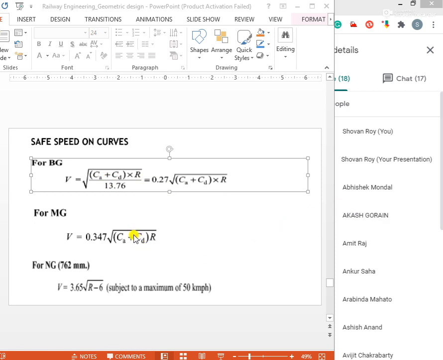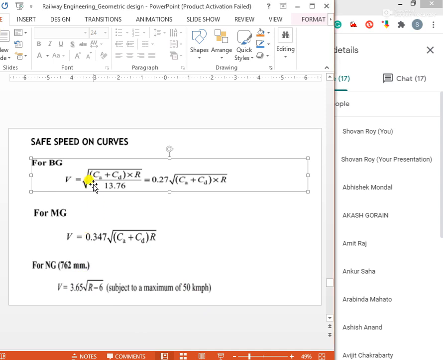Okay, and for meter gauge, V equals 0.347 root over (CA plus CD) into R. Same thing, CA is the actual cant in millimeters, CD is the cant deficiency in millimeters. And for narrow gauge, 762 millimeter narrow gauge, V equals 3.65 root over (R minus 6), subject to a maximum of 50 km per hour.